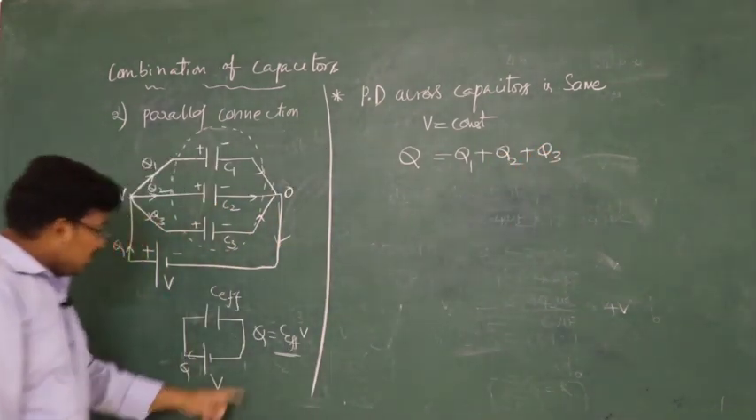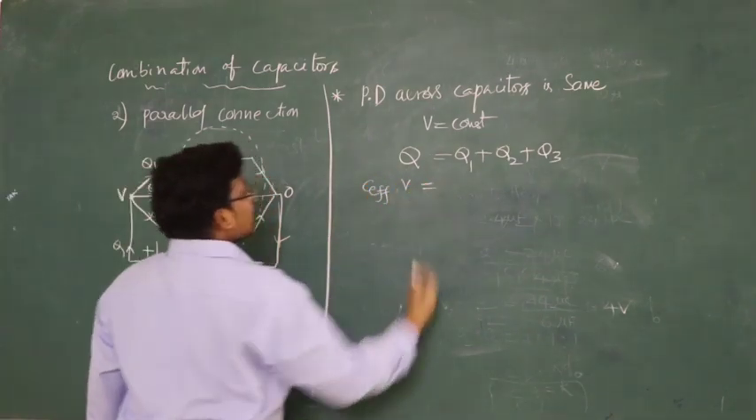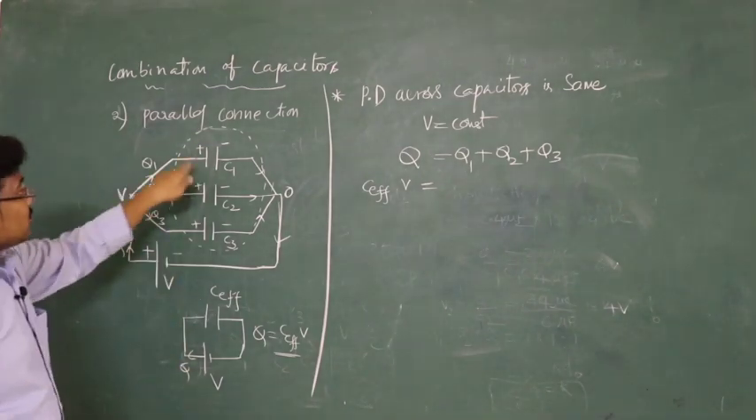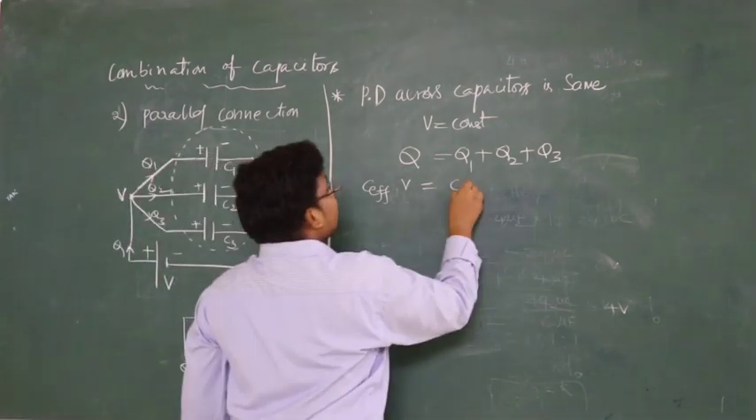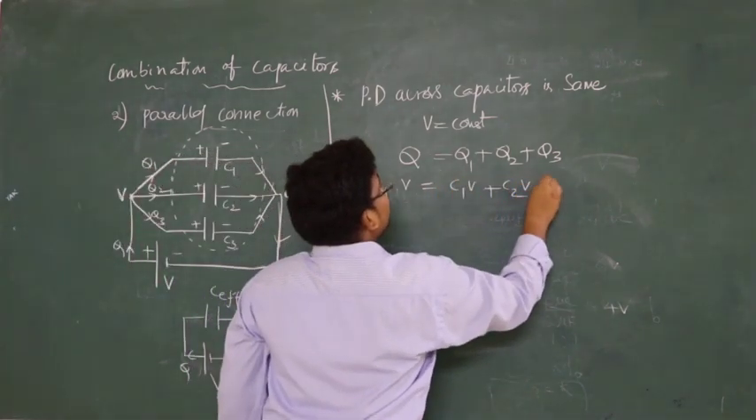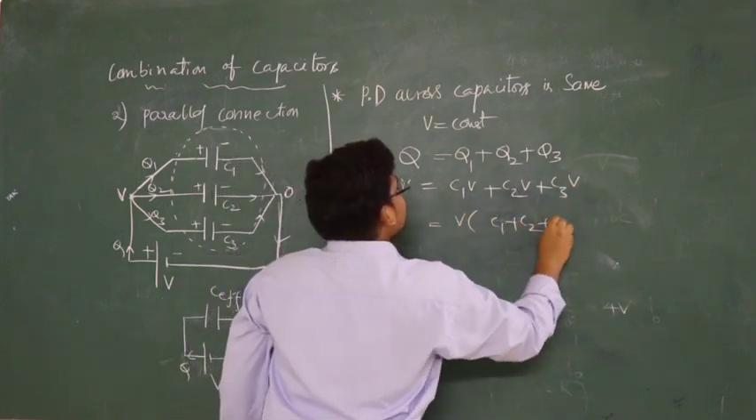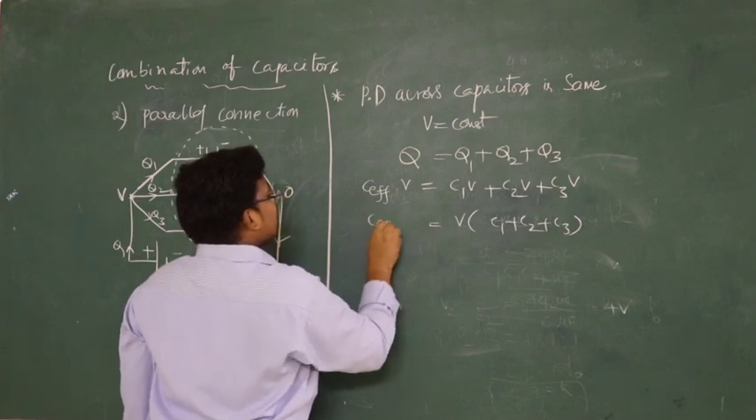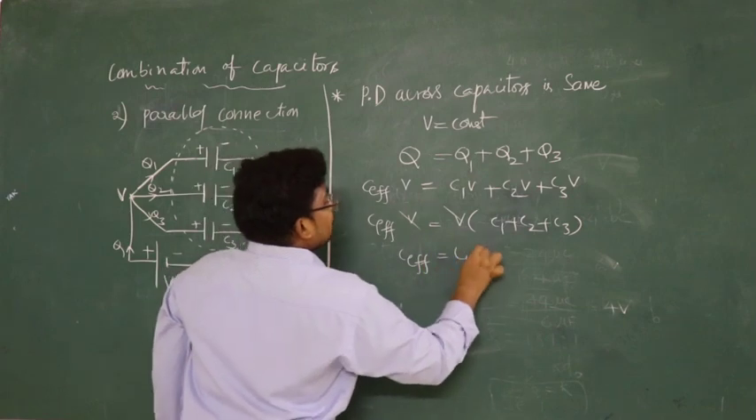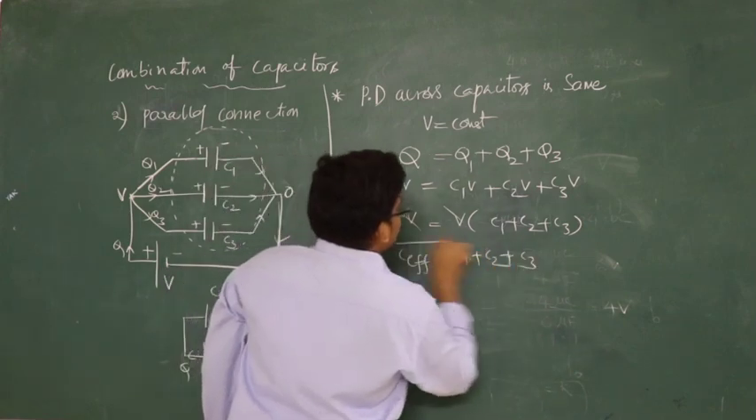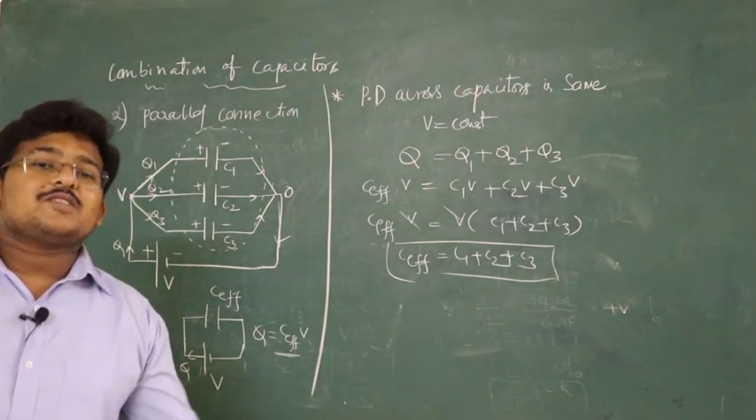Now what is the Q formula? You know already, C effective into V. Now what is the Q1? Through this one, capacitance is C1 and the voltage is same there. So I can say that it is C1V plus C2V plus C3V. Now you can take V common. So C1 plus C2 plus C3 is equal to C effective into V. V cancels. Now what is the C effective formula we got? Simply the sum of the capacitors. Sum of the individual capacitors is called the equivalent capacitance in parallel.